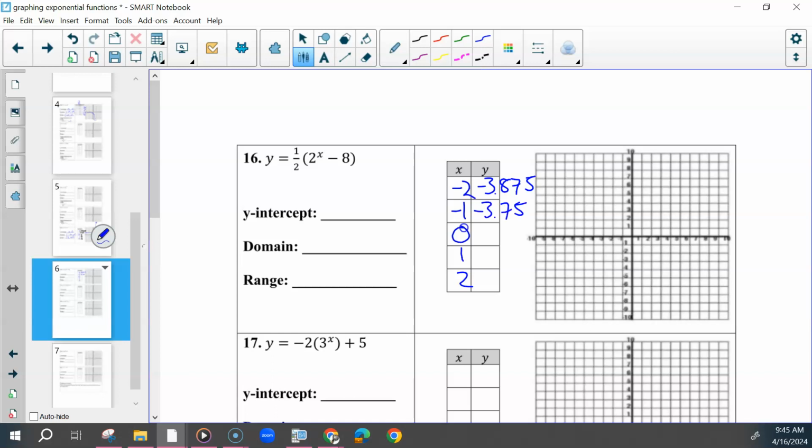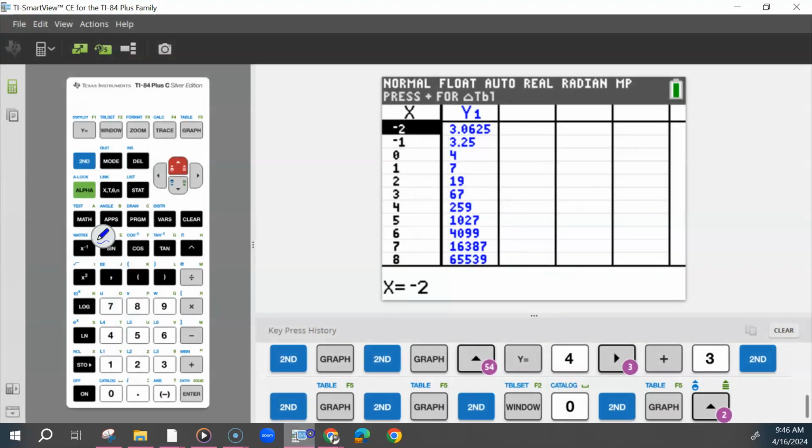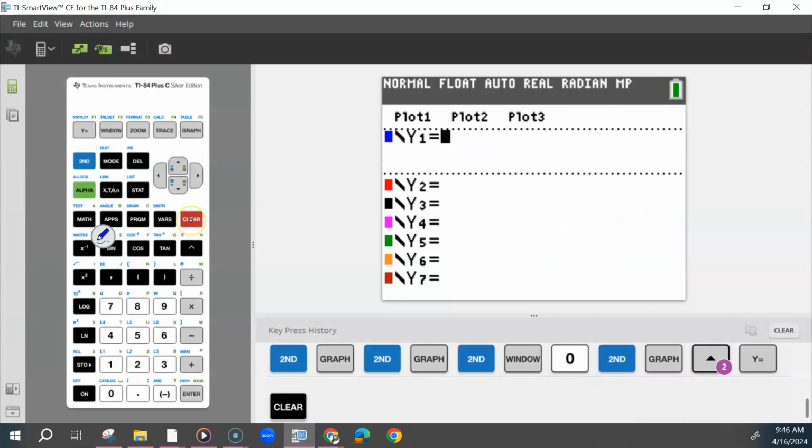Next one. Next is 1. And then my next is 2. If I were to graph these points, the first three look about the same place. But then you start to see a little bit of the curve. So if you wanted to get more points, you could just graph that.